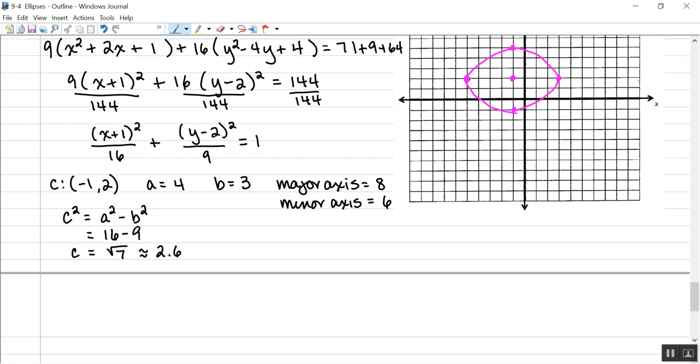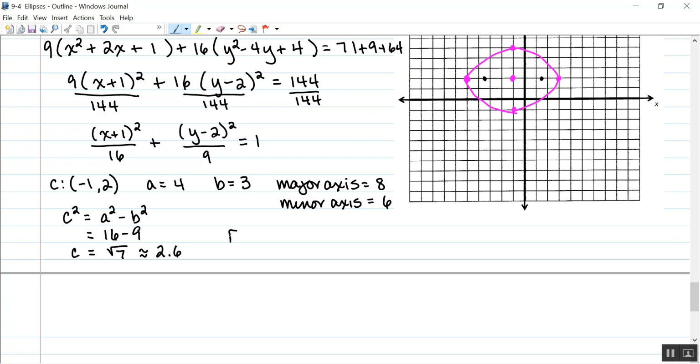Now in this case, because this ellipse has a horizontal orientation, the major axis is horizontal, so my foci are going to be along there, and they are 2.6 units, looks close to 2.5 from the center. So those 2 points there are my foci.